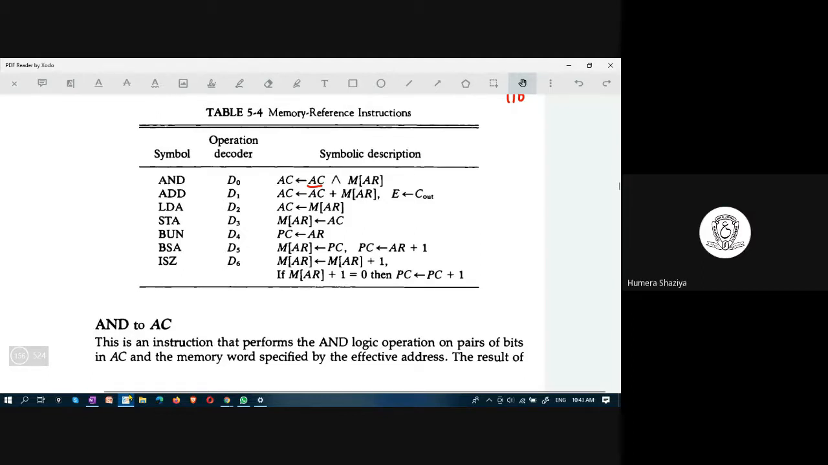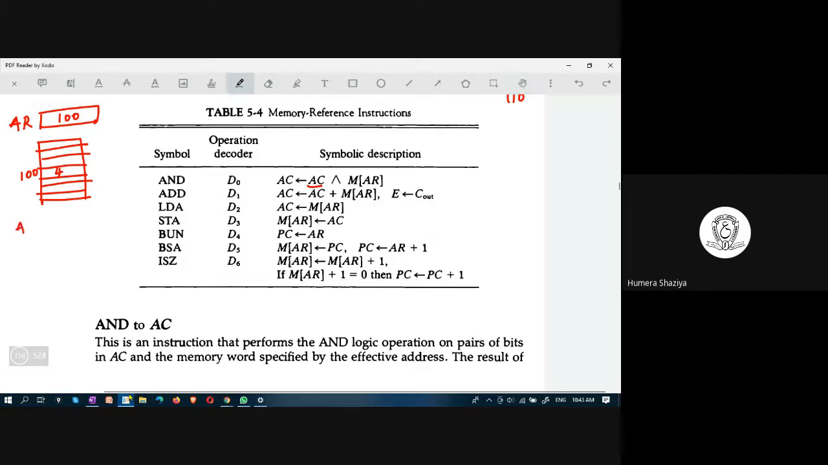If the address register AR contains the value 100, then this is our memory. In the 100th location, suppose we find the value 4. If it is 4, then M of AR will be 4.